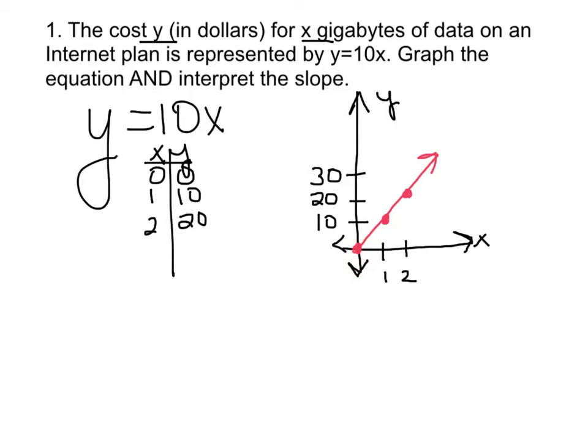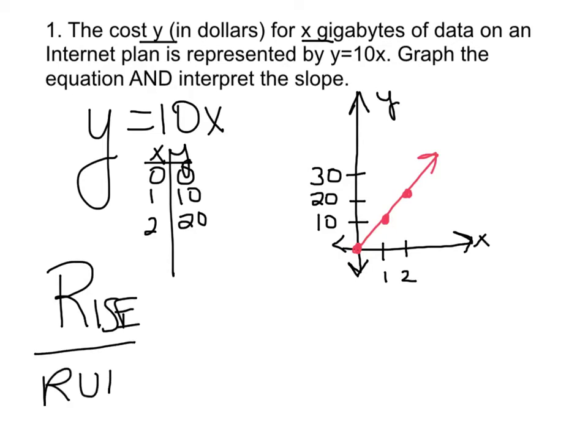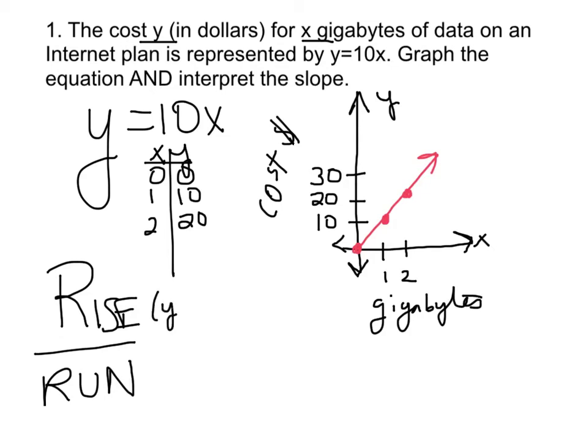So there's my graph. Here's the most important part. Interpret the slope. You remember, slope is rise over run. Rise over run. If you graph this, make sure you put labels. This is cost in dollars. X is the number of gigabytes. So rise is your Y, run is your X. So look at what you have here. Rise, run.